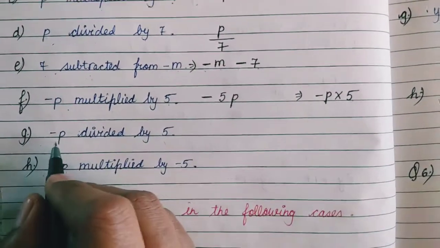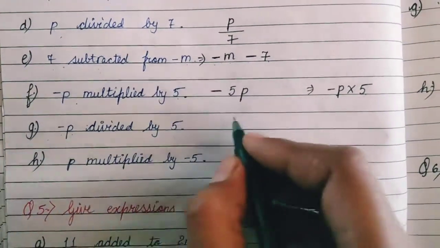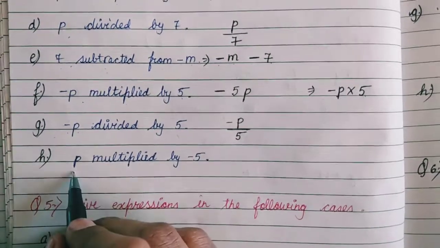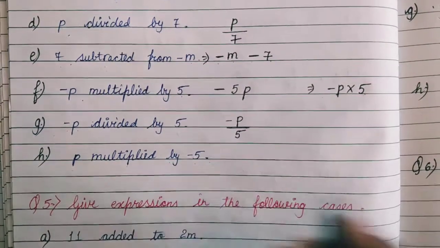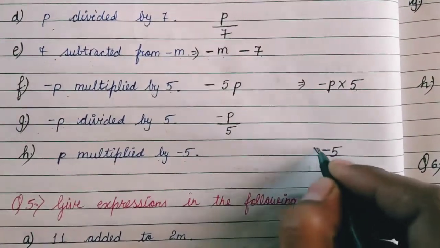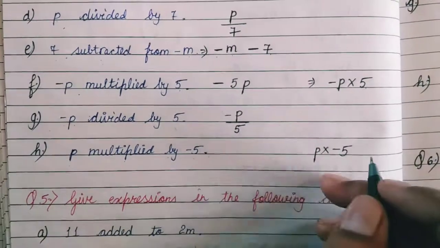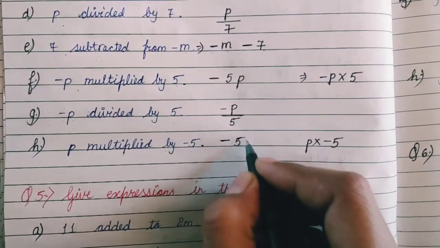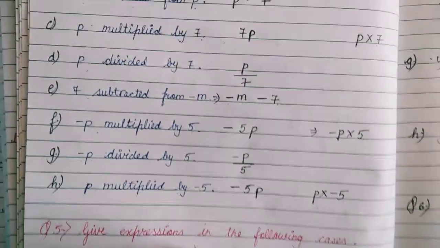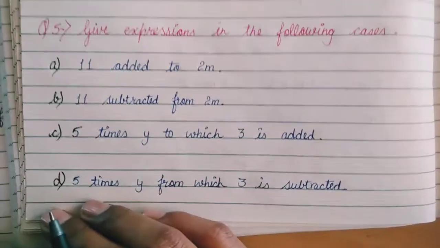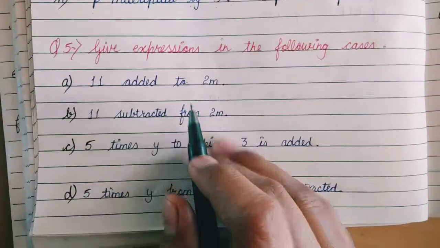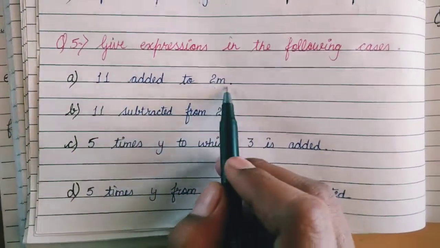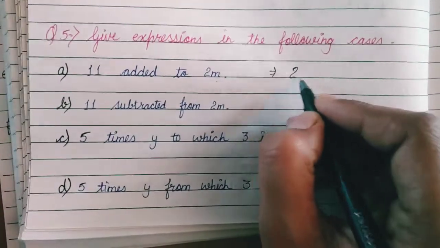Then G is minus P divided by 5. So here minus P is divided by 5. Then P is multiplied by minus 5. Simply minus 5 and P are multiplied by each other. But as in the previous case, the minus will come first, then the coefficient, then the variable. So here we completed question number 4. Now question number 5 is: give expressions in the following cases. Like the previous, we will do here. 11 added to 2m. It means 11 will be added to 2m.